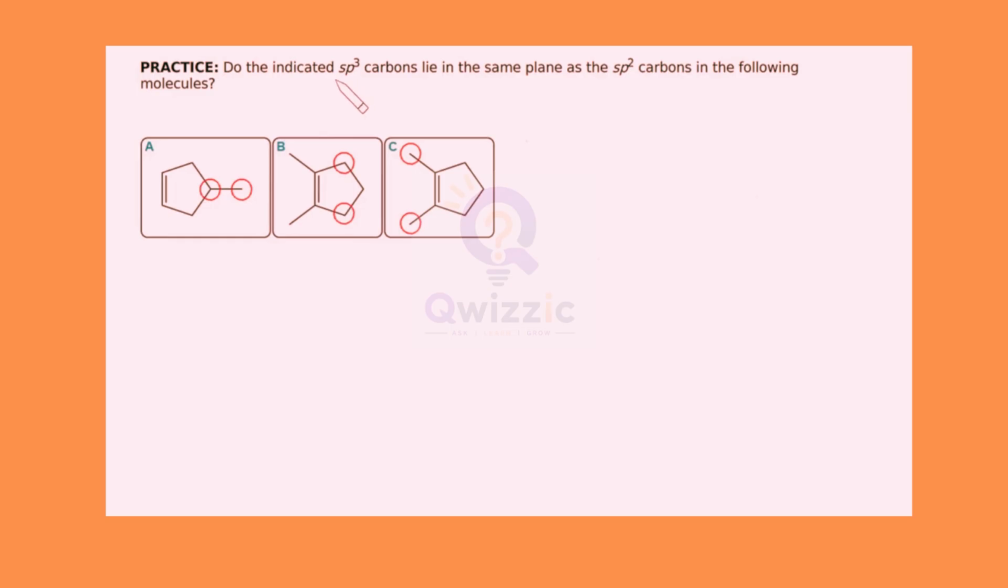It says, do the indicated sp³ carbons lie in the same plane as the sp² carbons in the following molecules? So how do we know whether or not they're going to be in the same plane? Well, sp² carbons are always in the same plane.